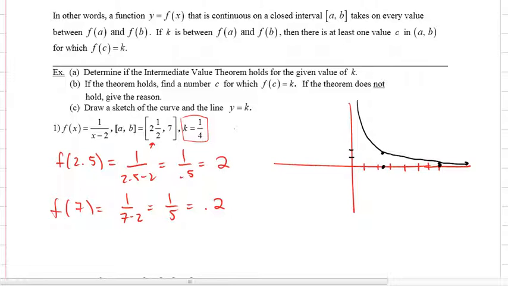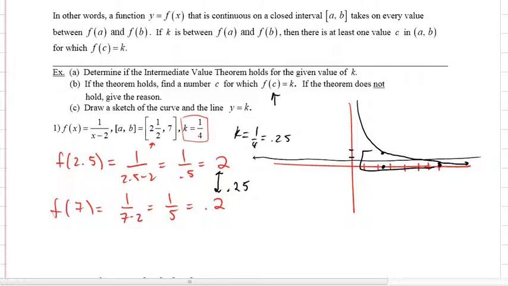Is there a line k equals 1/4, which is 0.25, that crosses in between these 2 points right here? And the answer is yes, because 0.25 is in between 0.2 and 2. So the theorem does hold. So what do we have to do next?